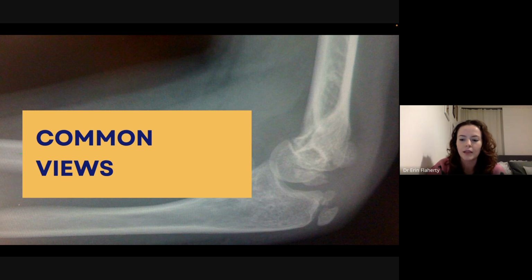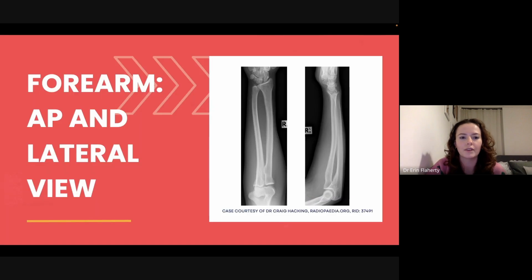So it's important to say for any X-ray that you're going to get, generally, you probably want at least 2 views, unless it's maybe a chest X-ray or an abdo X-ray. Any other limb X-ray, you're always going to want at least 2 views. So if we have a look at forearm, we have 2 views here. So we have AP and lateral.